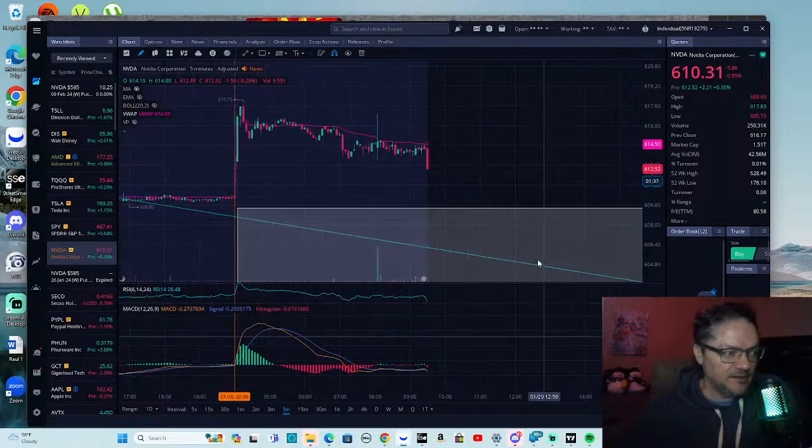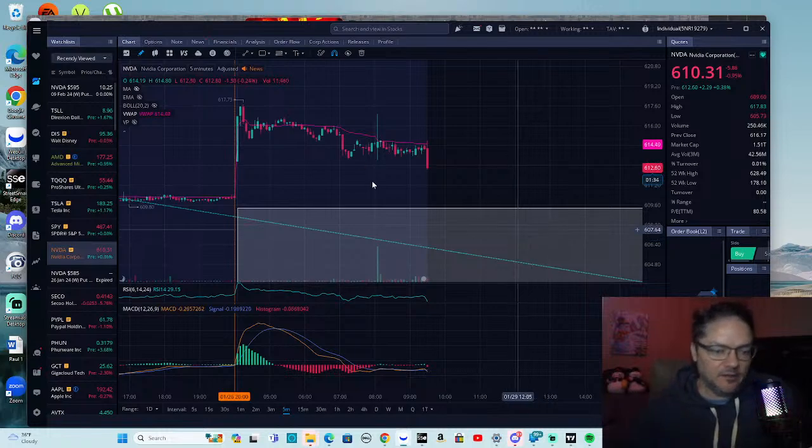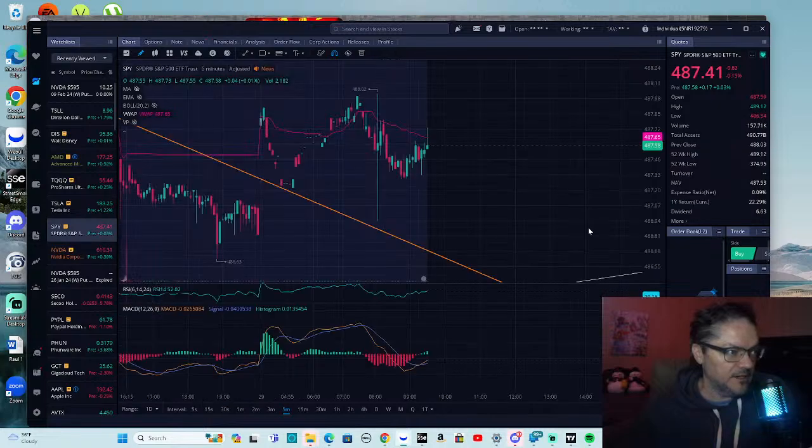We're seeing something going down here, and as soon as the bell hits, we're going to pull up the other tools and see. At first, let's get the SPY up. I want to see what the direction is.